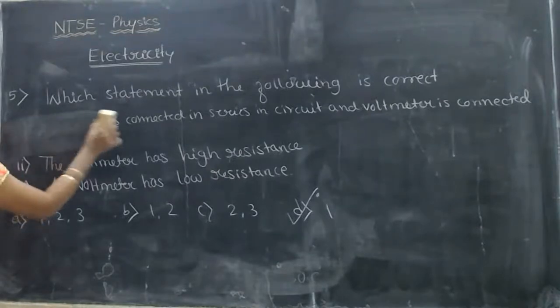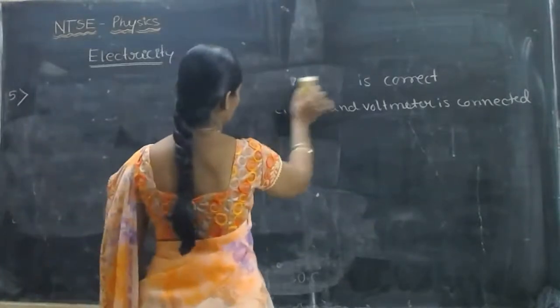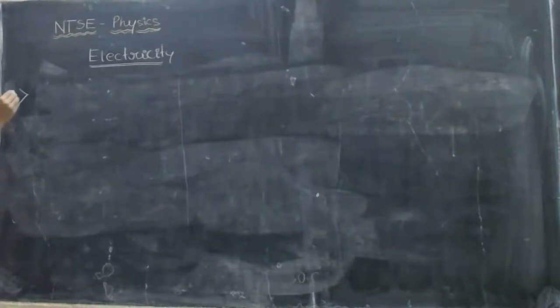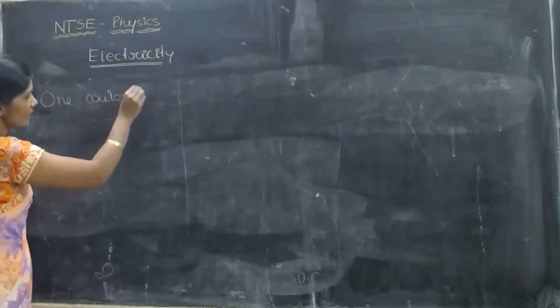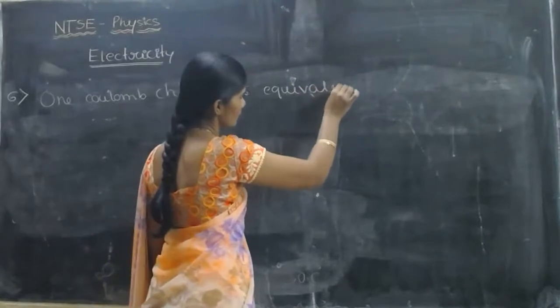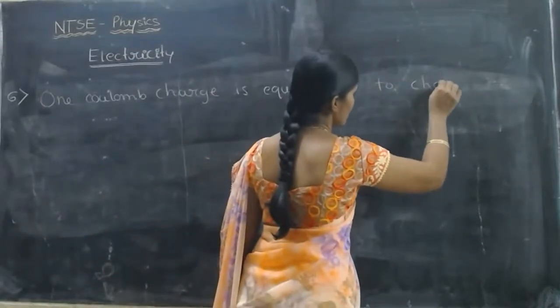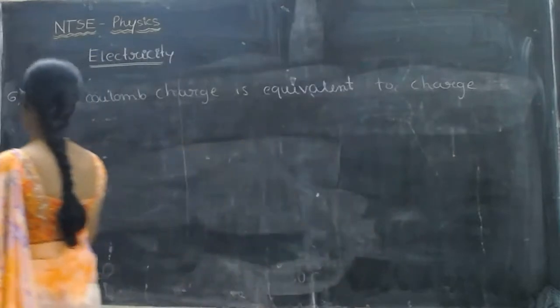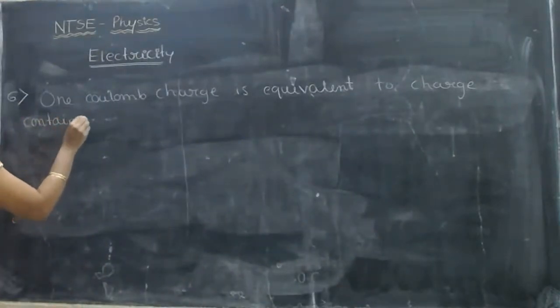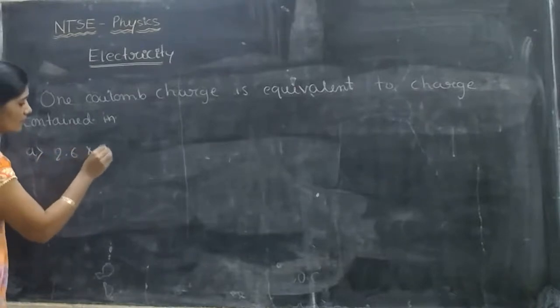Next question, sixth one. One coulomb charge is equivalent to 1 coulomb charge contained in 2.6 into 10 to the power 19 electrons.